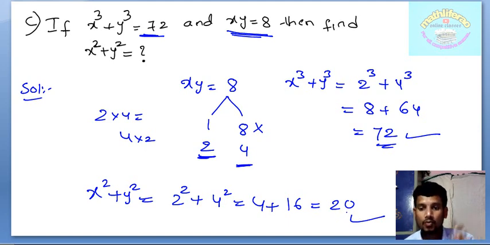So in a question, whenever xy equal to value is given, first find the factors. Factors satisfy the second condition. The values that satisfy the second condition are the x and y values. To find the required equation, substitute to get your answer.